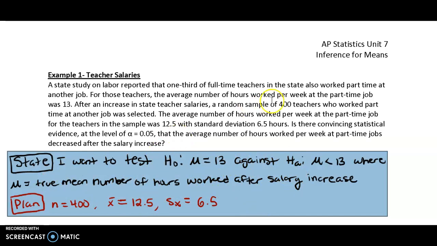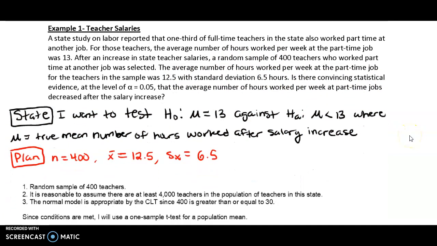Now, in my plan step, I was told I had a random sample of 400 teachers with a sample average of 12.5 and a standard deviation of 6.5. So I meet the condition that I have a random sample, so I can generalize. It is reasonable to assume there's at least 4,000 teachers in the population of teachers in this state, which is good. So sampling without replacement is fine. The degree of dependence is negligible. My sample is independent within itself. And lastly, the normal model will be appropriate by the CLT since 400 is greater than or equal to 30, meaning that my sampling distribution of x bar is approximately normal, and I can use this for calculations on my p-value and test statistic.